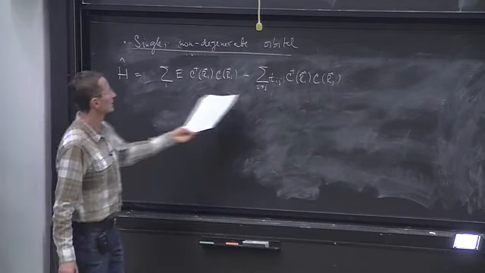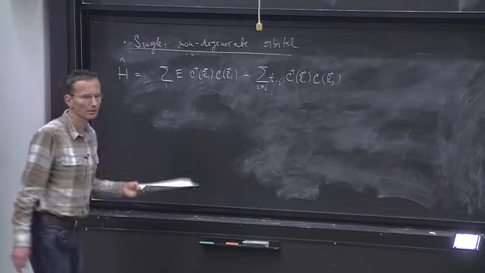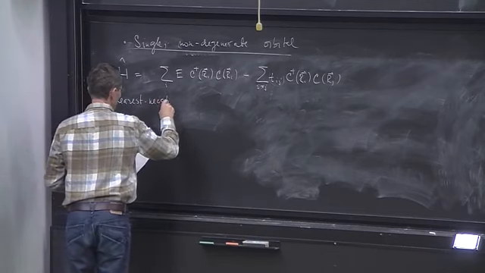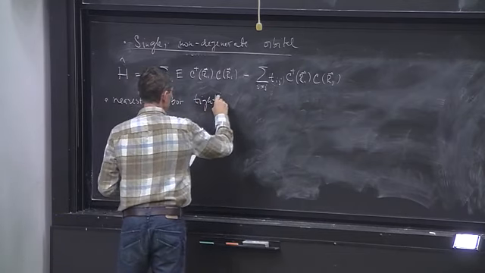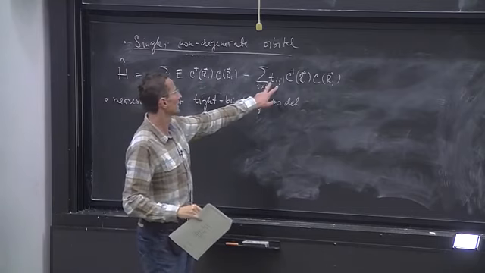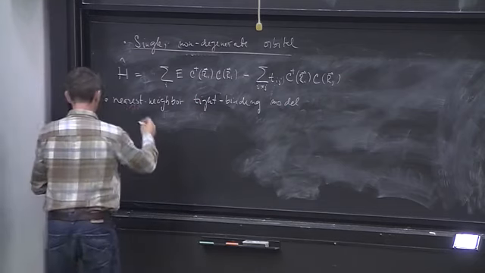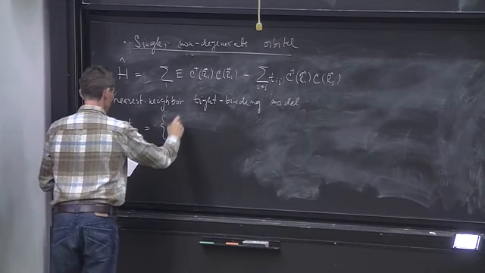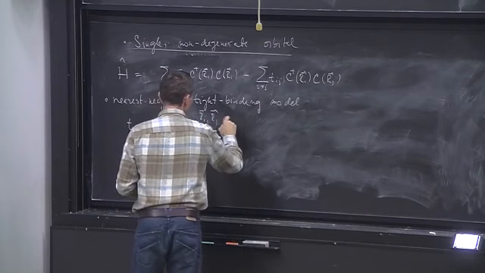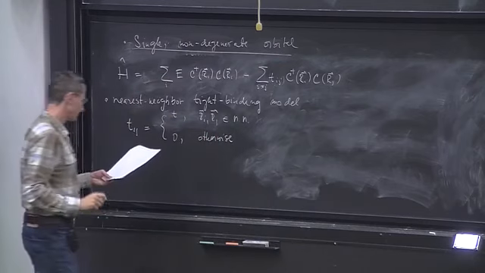So one can solve this actually in full generality, but let's just consider a simple nearest neighbor tight binding model. Which means that I will explicitly consider only overlaps between the nearest neighbor sites of some lattice and neglect everything else, which means simply that T_ij is equal to some T for R_i, R_j being nearest neighbors and 0 otherwise. Okay.